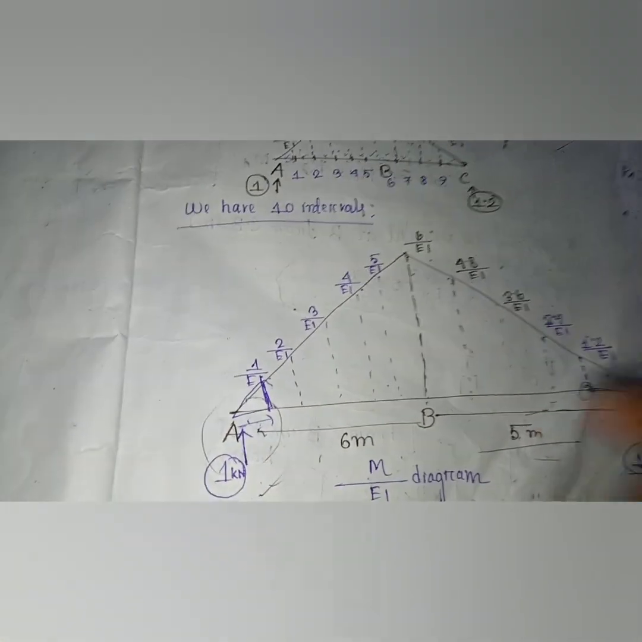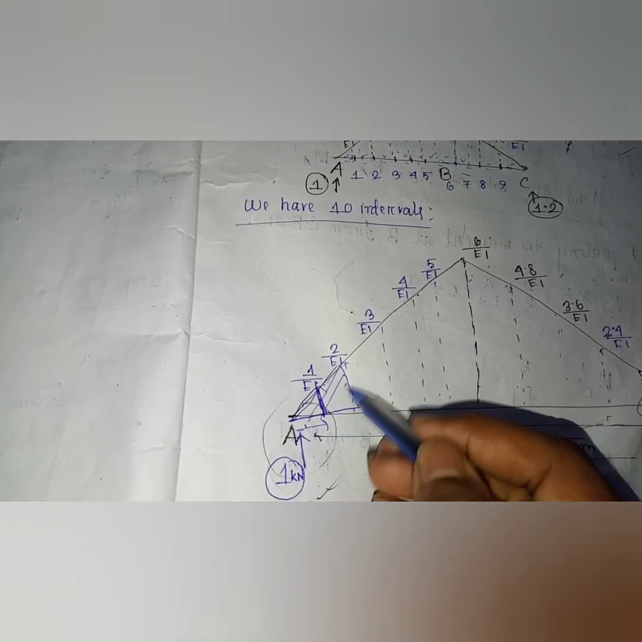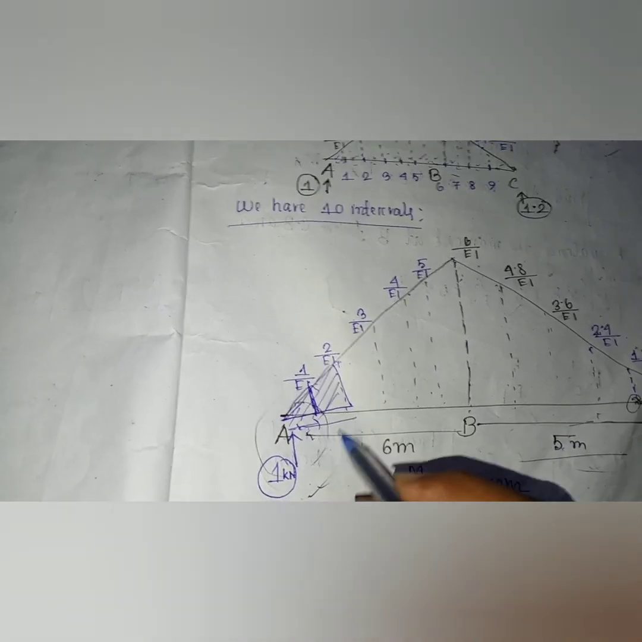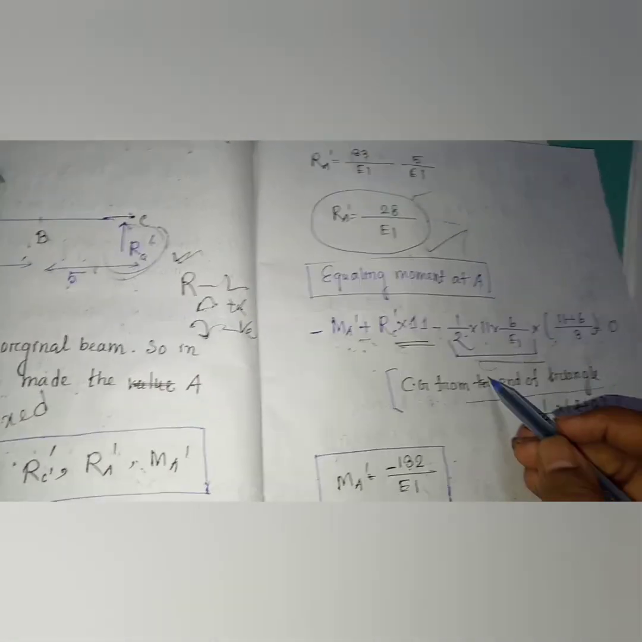Here it is, the real beam. Now I have considered this area. For M2 this area will be considered. The interval is 2 meter here and the height is 2 by EI. So it will be half into 2 into 2 by EI.